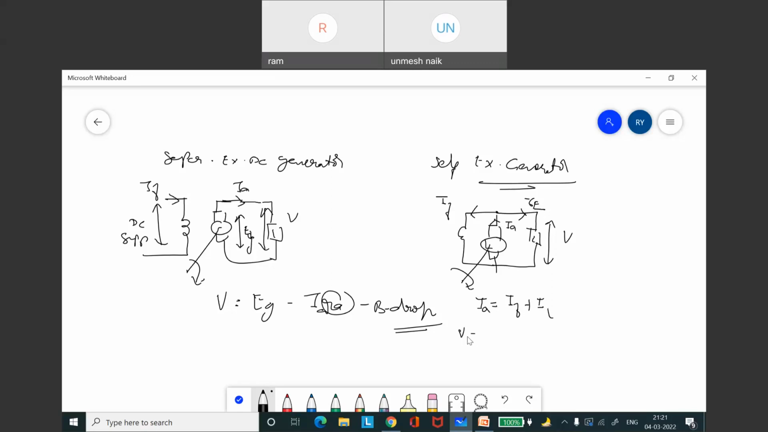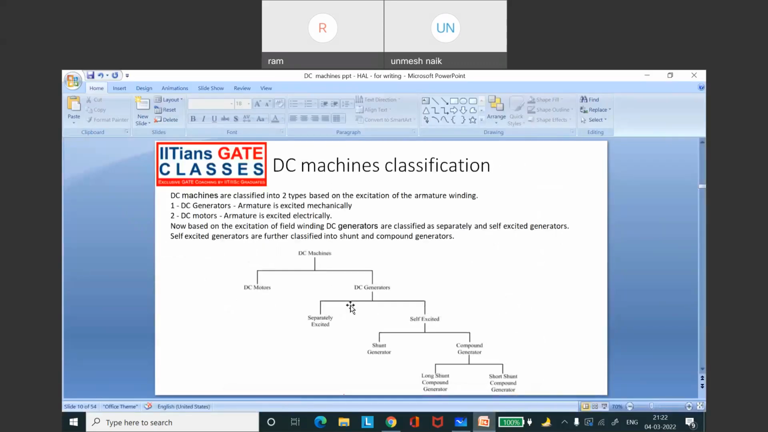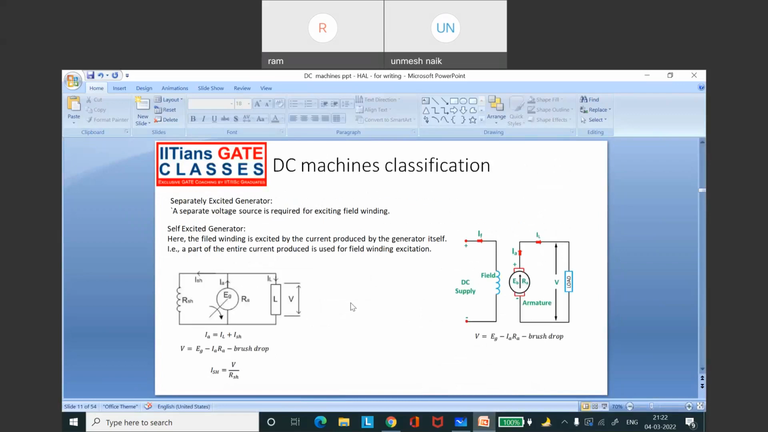Now the terminal voltage V equal to EG minus IARA, minus shunt current or the field current can be given as voltage is same, right? V by RS. Okay. Is this expression clear? Yes, sir. Clear.